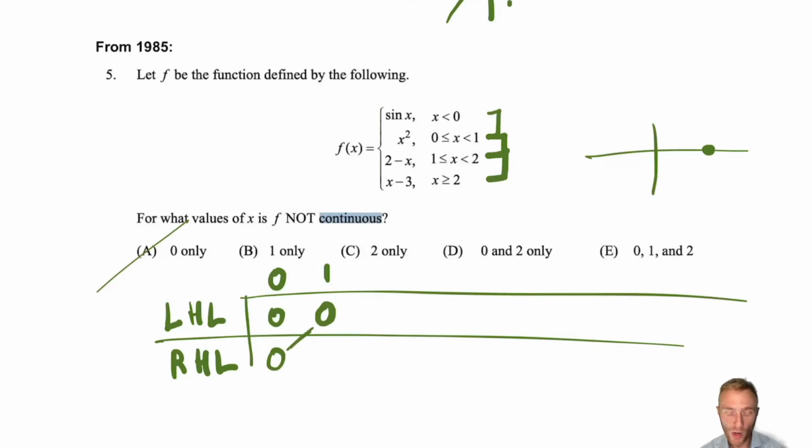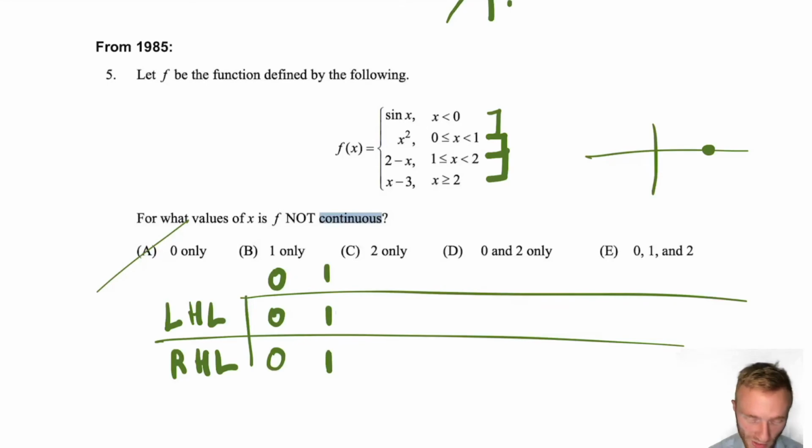Now, when we approach 1 from the right, we're on 2 minus x. Oh, no, that's not right. At 1, from the left we are plugging into x squared. We have a left-hand limit of 1. That comes from 1 squared with x squared. As we approach 1 from the right, we're on 2 minus x. 2 minus 1 is also 1.